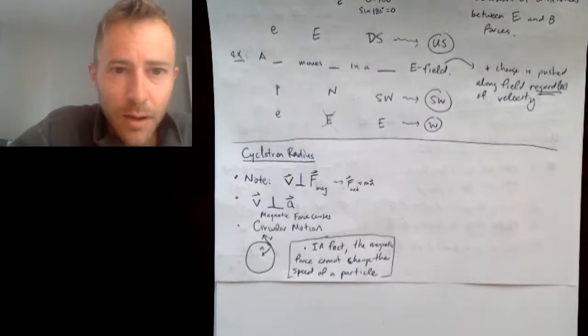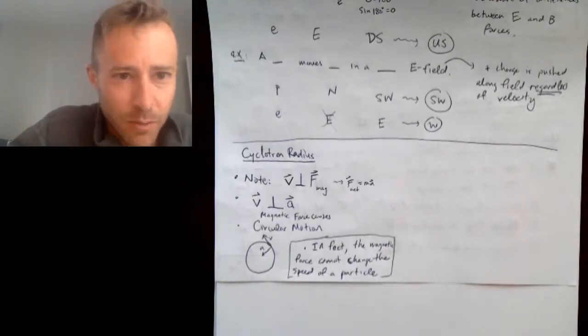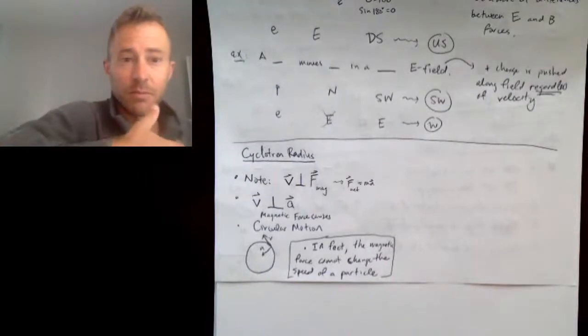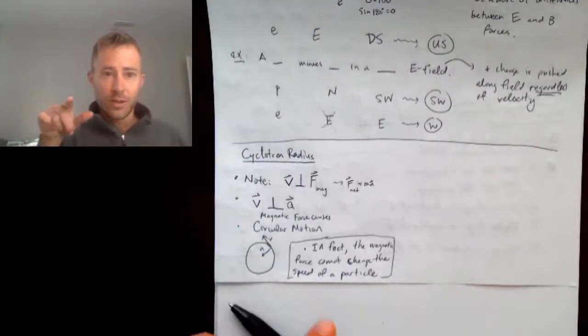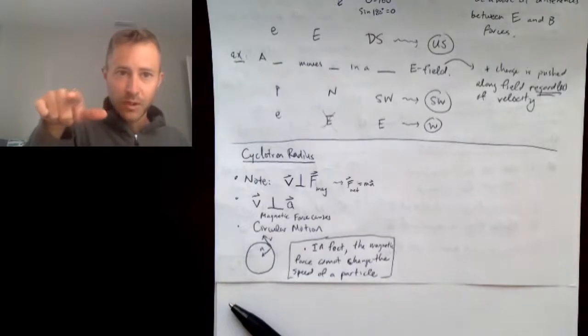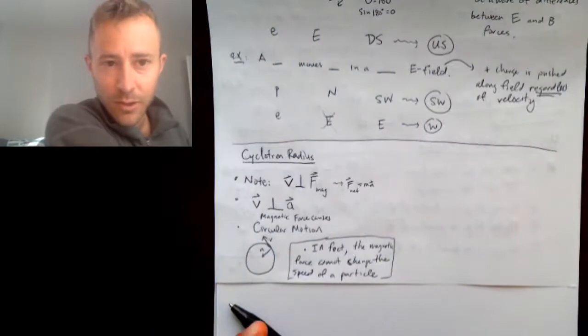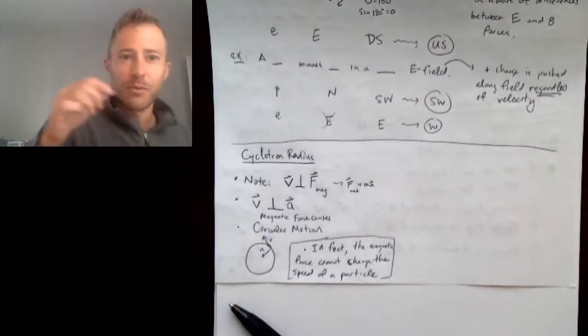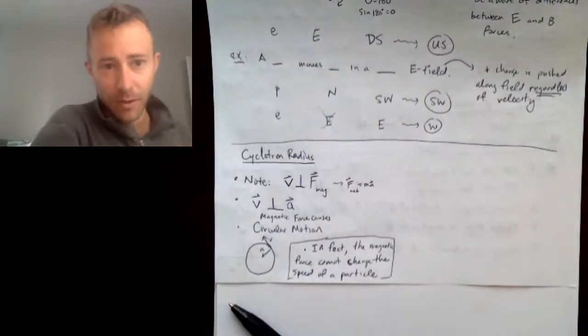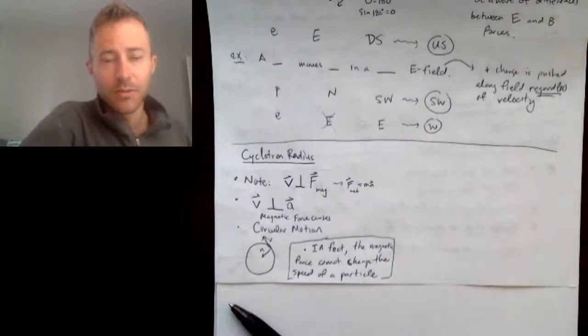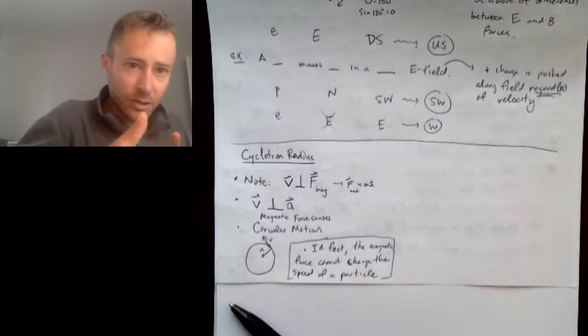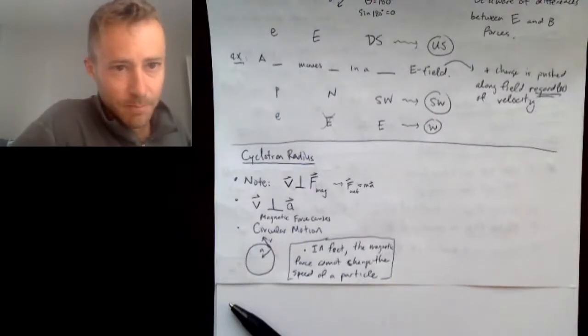Why? Because you have to apply a force that's in the direction of the velocity to change the speed. Okay, so what the magnetic force does is it deflects. So the magnetic force can take something that's going 5 meters per second and turn it so that it's going 5 meters per second in a different direction. But it can't make it go from 5 meters per second to 6 meters per second. Okay? So all it can do is turn particles. It can't change their speed.